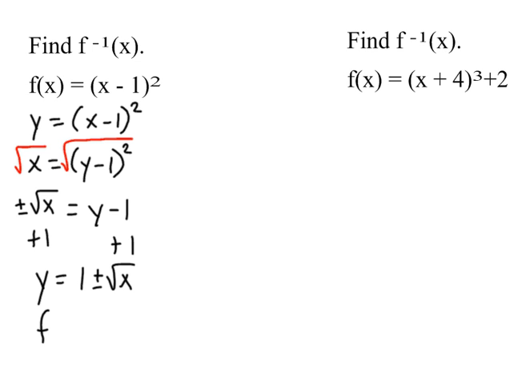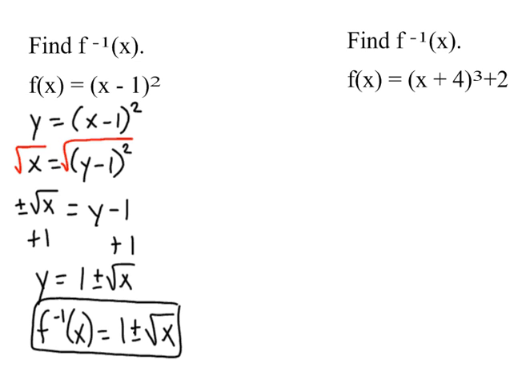Let's now write our final notation. The inverse of f of x is equal to 1 plus or minus square root x. If a problem starts with f of x, you want to make sure that you end it with f inverse, negative 1 of x. Don't end it with y. Let's keep it in function notation.